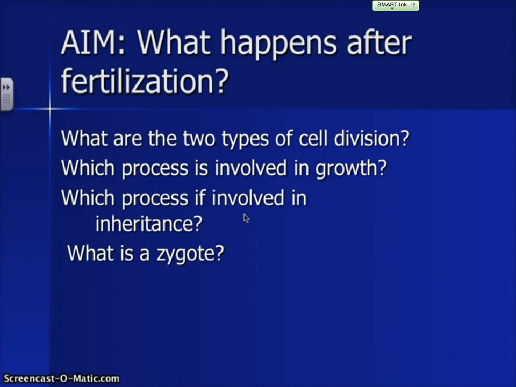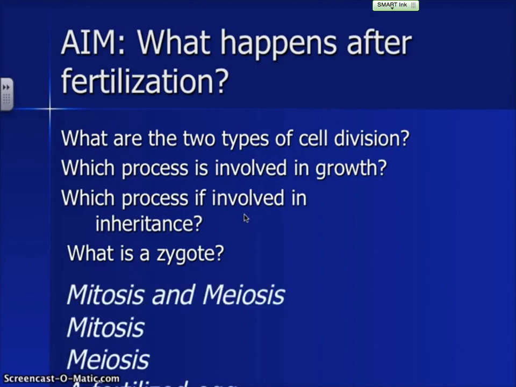So what are the 2 types of cell division? You should have said mitosis and meiosis. The process involved in growth should be mitosis. The process involved in inheritance is meiosis. And a zygote, I know it's cut off on the screen, that's a fertilized egg.